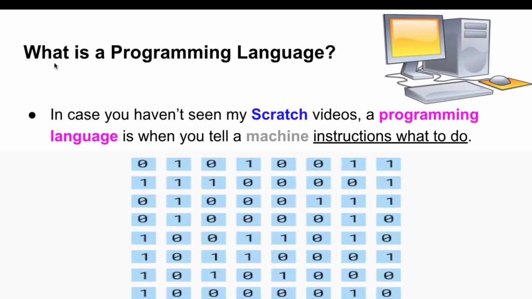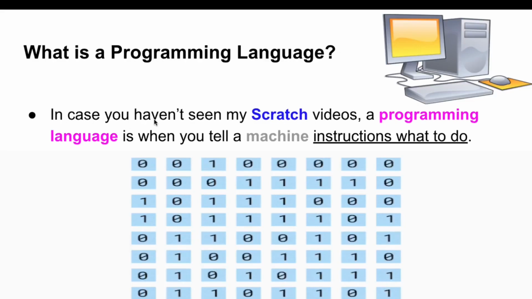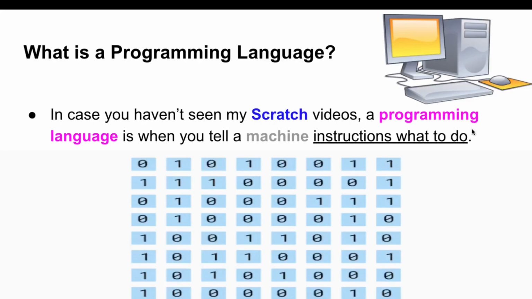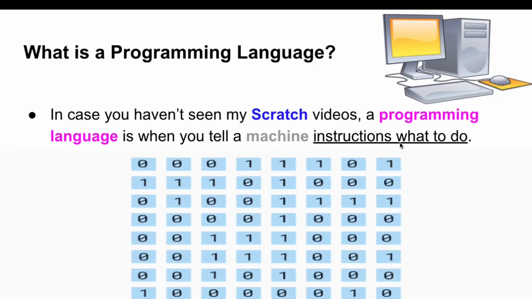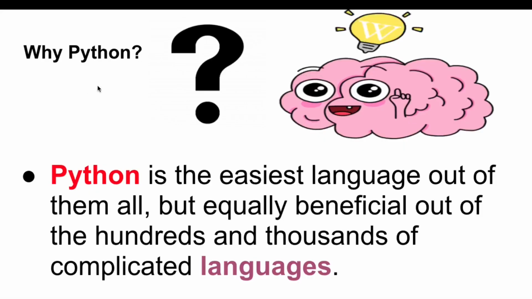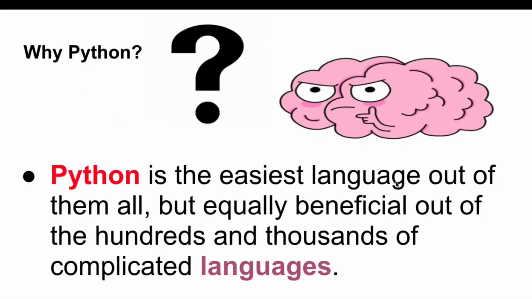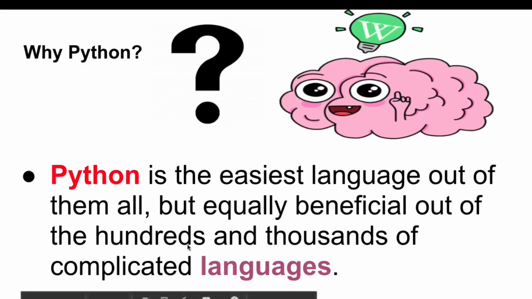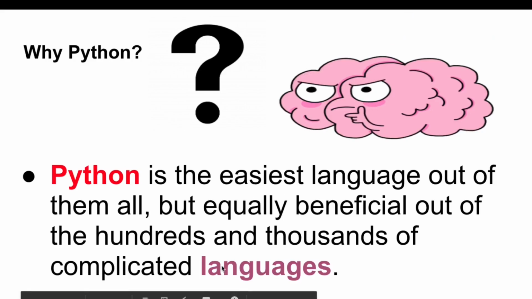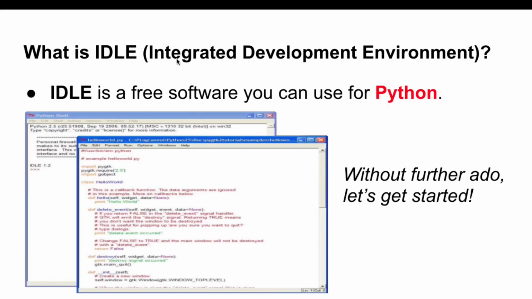What is a programming language? In case you haven't seen my Scratch videos, a programming language is when you give a machine instructions on what to do. If you want to see my Scratch videos, there's a link in the description. Why Python? Python is the easiest language out of them all, but equally beneficial out of the hundreds and thousands of languages. So what is IDLE? It stands for Integrated Development Environment.